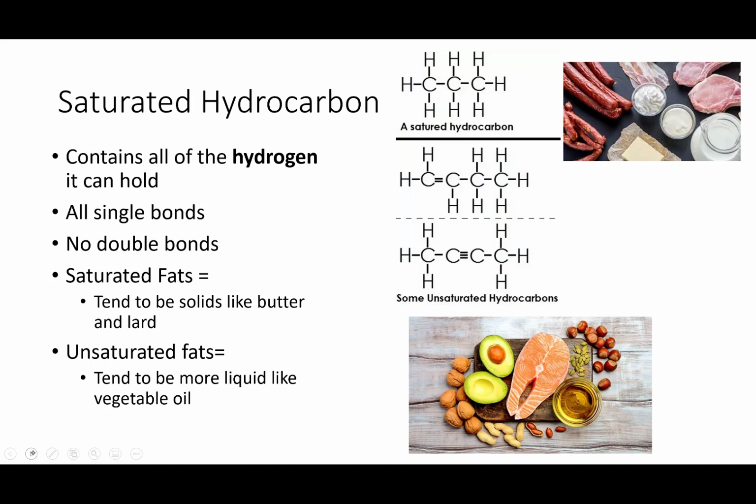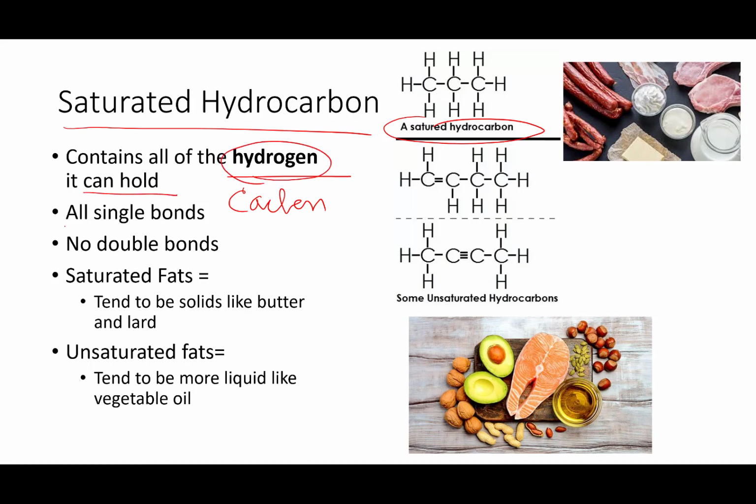What I just drew was a saturated hydrocarbon, and I know you've heard the term saturated fat, and a lot of people don't understand what a saturated fat is saturated with. Well, it is saturated with hydrogen. That means that all of those carbons are holding all of the hydrogen that they possibly can hold, and that means that there are all single bonds in that carbon.